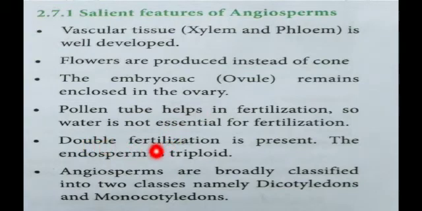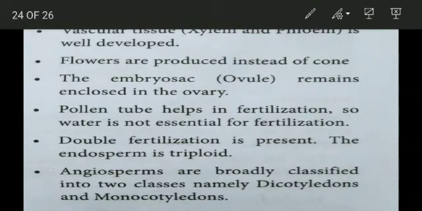And double fertilization is present because the polar nuclei are present in number 2. Polar means 2, so 2 nuclei are present, and so double fertilization occurs. And the endosperm is triploid. Already I told you in the differentiation, the endosperm is 3n. Then angiosperms are broadly classified into 2 classes, namely dicotyledons and monocotyledons.